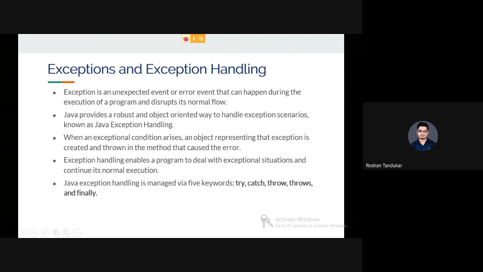When an exceptional condition arises, Java will create an object for that exception. You have made a certain mistake, or there is an event that will stop the execution of the program. In that case, Java will create an object and it will be thrown in the method that caused the error. That is part of exception handling, and basically, exception handling enables a program to deal with such exceptional situations.